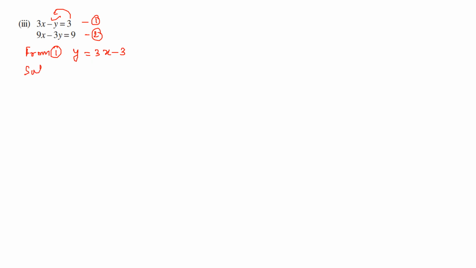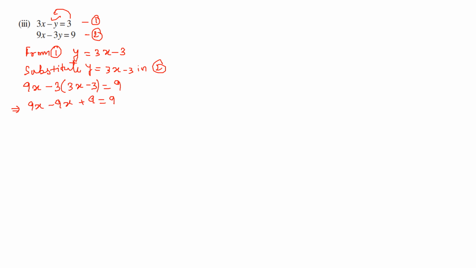So from first I got y equal to 3x minus 3. Now substitute y equal to 3x minus 3 in the second equation. So what will you get? 9x minus 3 times y, which is 3x minus 3, equal to 9. And when you solve, 9x minus 9x plus 9 equal to 9. And you can see here 9x and minus 9x cancel out.